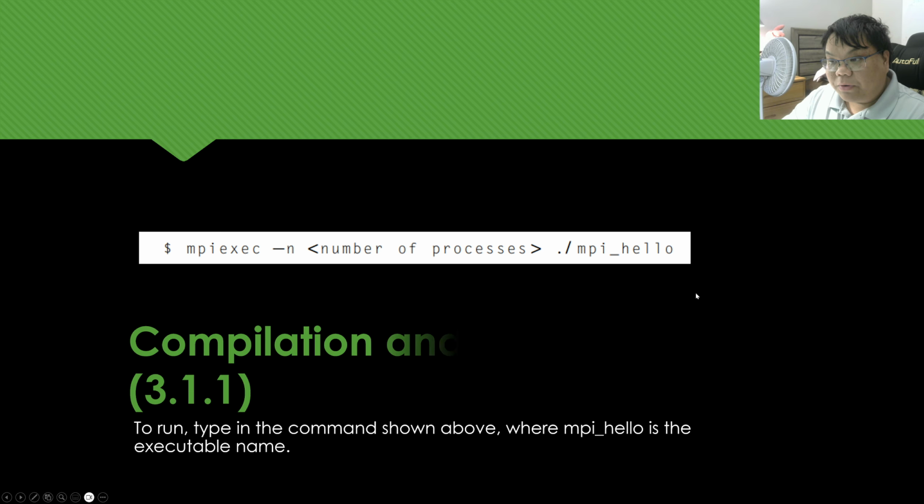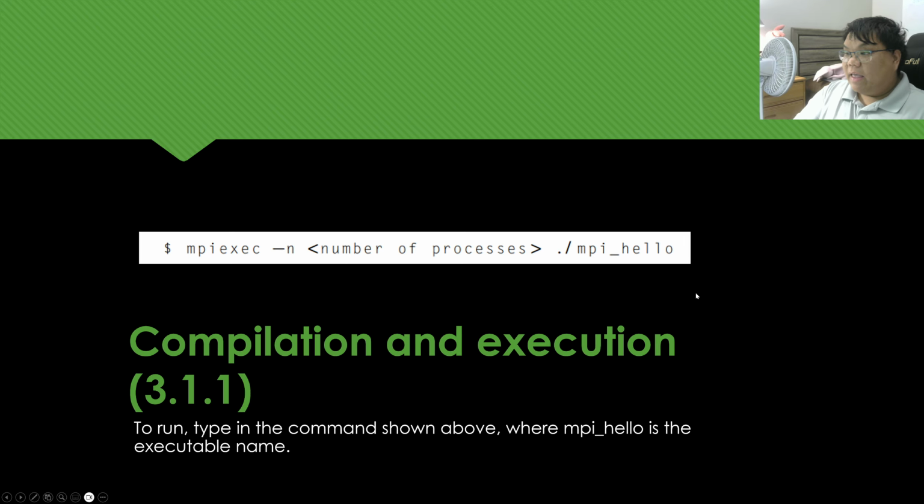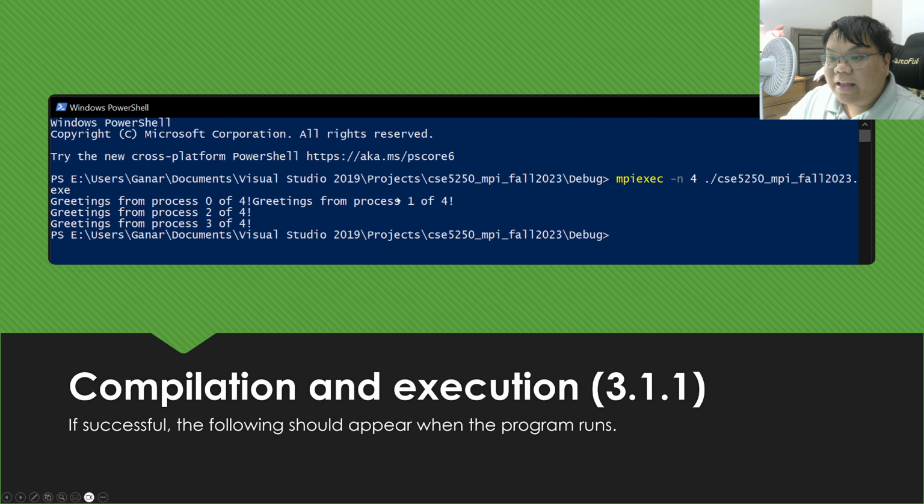Now to run the program, it's not just ./, rather we have to add a few things before it, and that is mpiexec -n, the number of processes, and then ./ the name of your executable. When you run the program, you'll get an output that looks something not unlike this. So this is on PowerShell, and that's Windows. If you're going to be doing this on Windows, I have special instructions later in the video. But either way, you're going to get output that looks not unlike this.